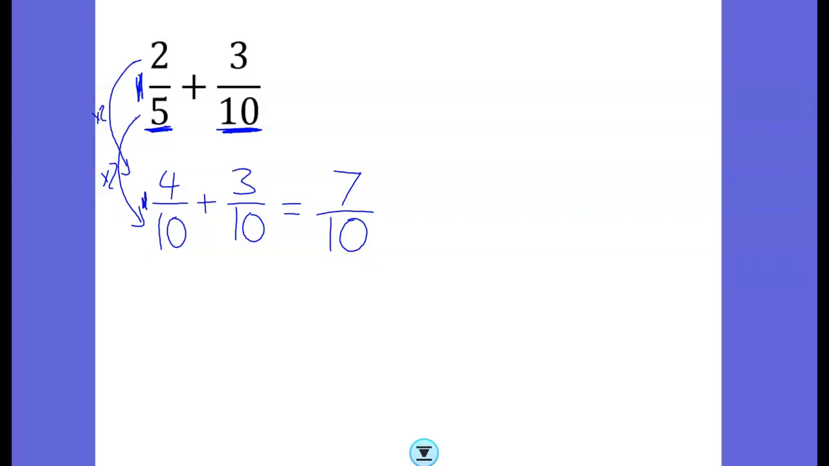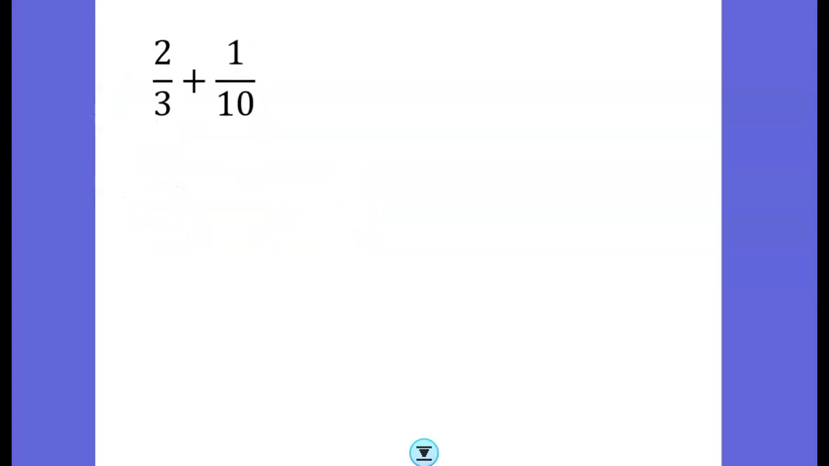So the key thing here is to look at the denominators, the 5 and the 10, and try and manipulate them. In this case, I just multiplied the left-hand fraction by 2 on the top and the bottom. Whatever you do to the bottom, you must do the same to the top, otherwise you're changing the fraction. But we can multiply by any number we want. Let's have a look at another example then.